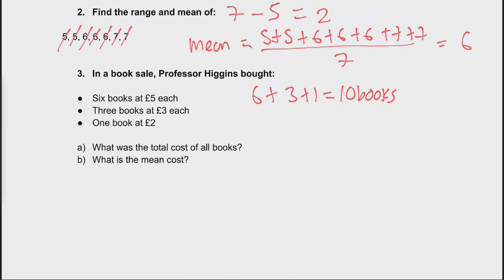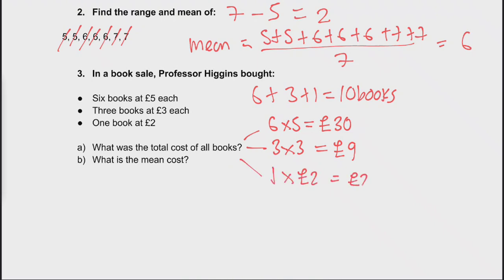Okay, so what was the total cost of all books? So he's bought 6 books at £5 each. So he's going to have to buy 6 lots of £5 books, and that is going to be £30 there. And then he's bought 3 books at £3 each. So 3 times 3 is going to be 9. And then he's got 1 book at £2. So he's got 1 lot of a £2 book, and that is going to be £2.